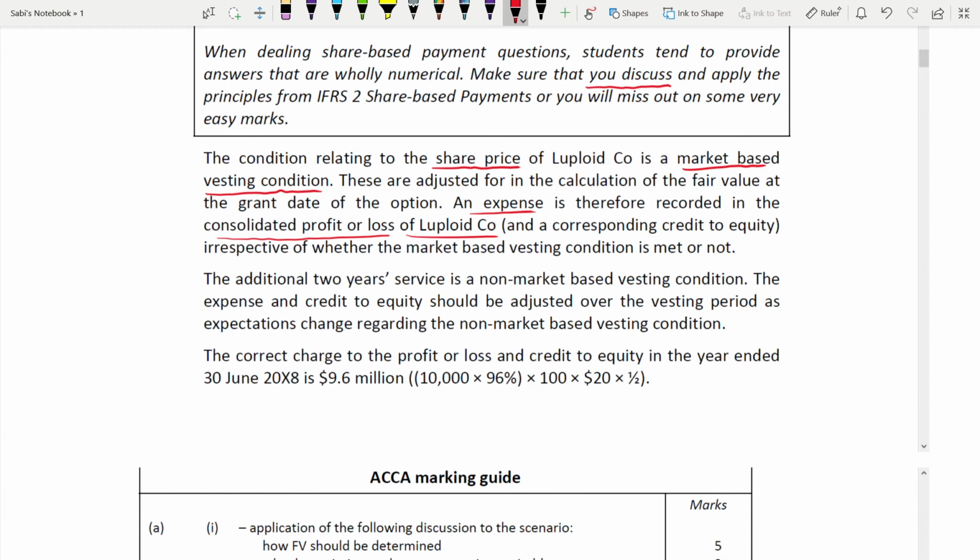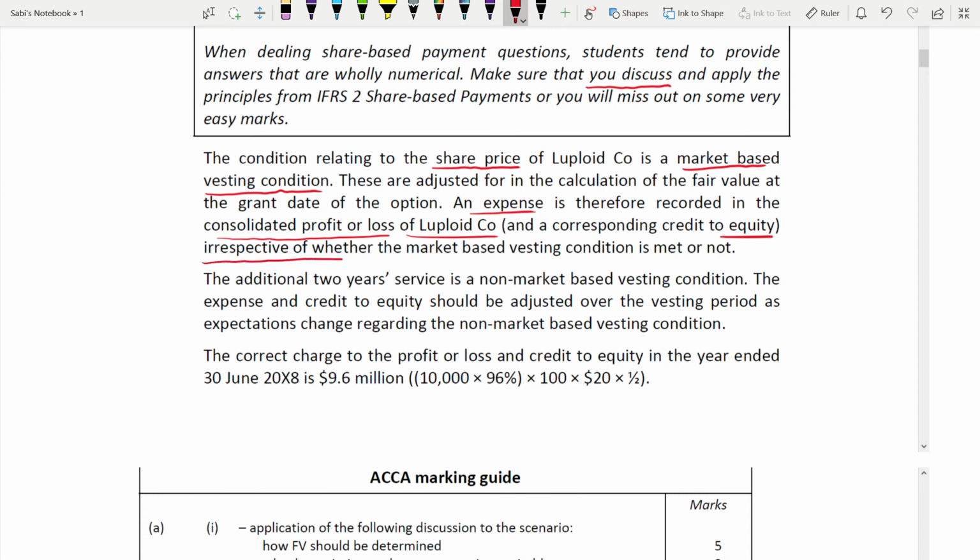And a corresponding credit. So if an expense is a debit, we know that a credit entry has to be there. What is the corresponding credit entry? Where will it go? To equity. Why equity? Share price, no? It has to do with shares only. So the corresponding credit is to equity, irrespective of whether the market-based vesting condition is met or not.